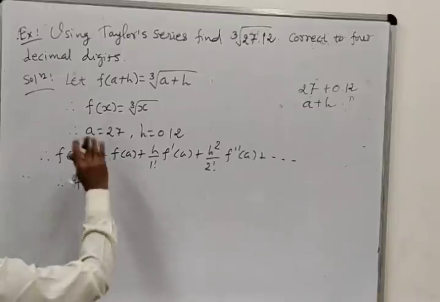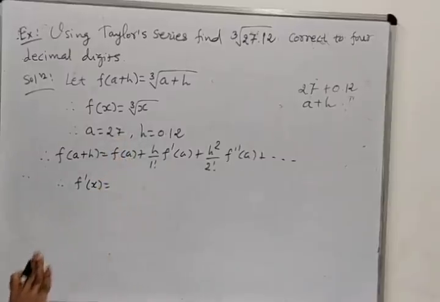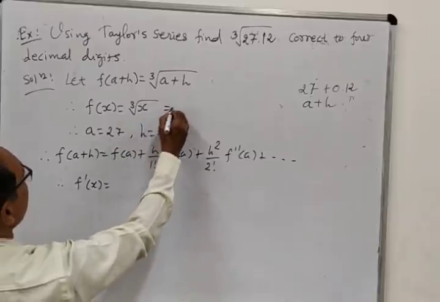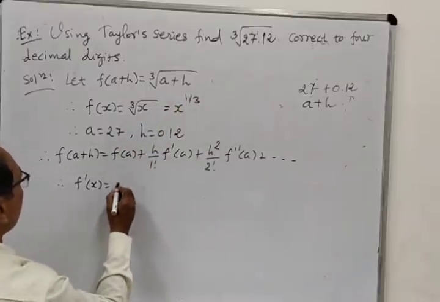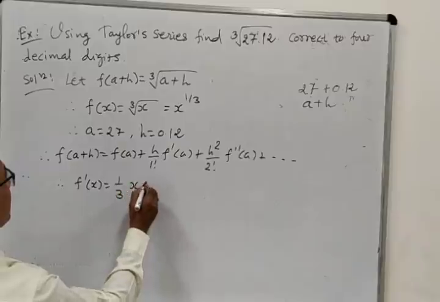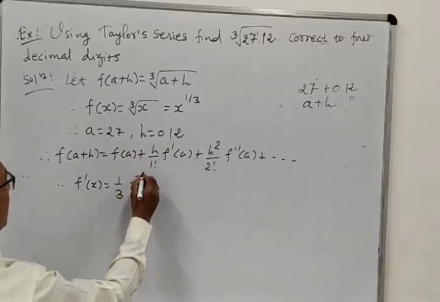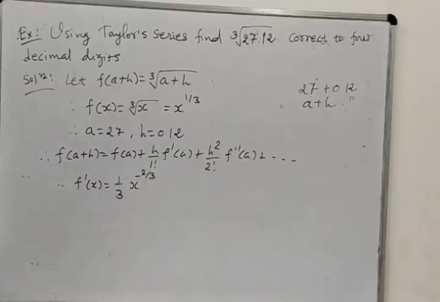It is very easy. Once a function is identified, then nothing is difficult. We will write down the formula, then find out the derivative. Simple case. In Taylor series or Maclaurin series, everything is very simple, because we need only the formula and the derivatives. So f of x is x raised to 1 by 3, and f dash x is 1 by 3, x raised to 1 by 3 minus 1, which means x raised to minus 2 by 3.